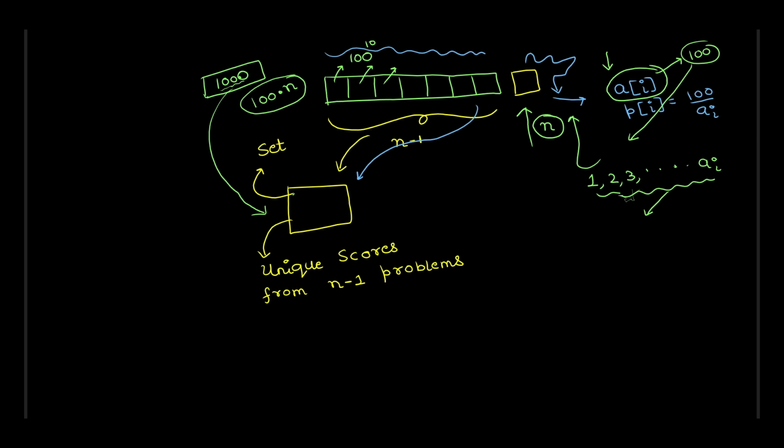And then you compute what are the scores that you can get on this problem. So what are the possible set of scores on this problem? That is nothing but 1 into p of i, because p of i is the partial score of a single subtask. So how many different scores you can get on this problem alone? That is nothing but 1 into p of i, 2 into p of i, like you solve two problems and you get the partial score for each of the problems. You solve three problems, you get the partial score for three problems, up till a of i into p of i.